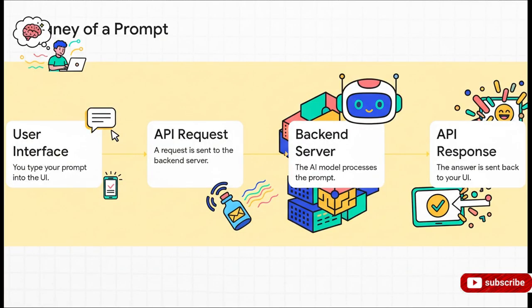Okay, so picture this. It's a simple four-step journey. First, you type your prompt into the user interface, the chat window. That simple action sends what's called an API request, kind of like a digital message in a bottle, over to a massive backend server. That's where the AI model, the brain of the operation, lives. It processes your request, predicts the best possible answer, and then sends it back as an API response, which just pops up on your screen. That's the whole dance right there.